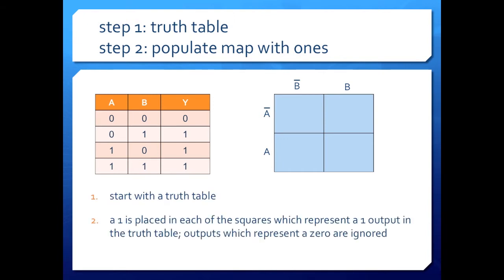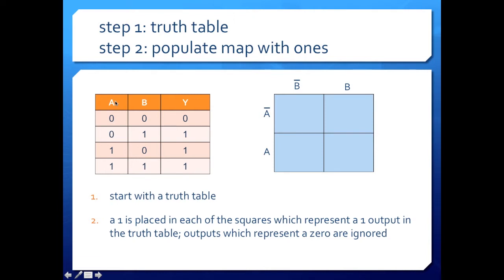And we're going to place a 1 in every single one of these squares that represents a 1 output on the truth table. Outputs that represent 0, like this one here, we're going to ignore those completely. So let's take a look. The very first combination we have that has a 1 output is this one right here. So where is that on the Karnaugh map?